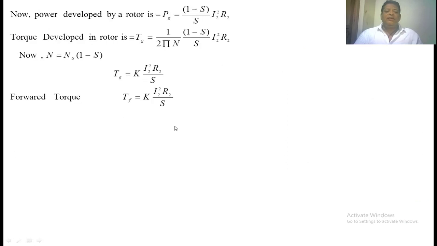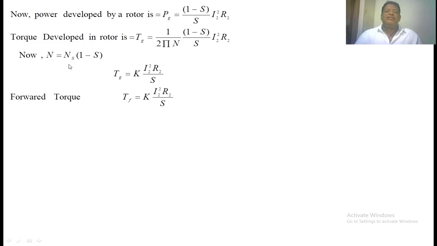Now we are going to see mathematically and graphically why the single phase induction motor is not a self-starting induction motor. Already we know that the power developed by the rotor is P equal to (1 minus S) by S into I2 square into R2. I2 square R2 by S gives the air gap power, and multiplied by (1 minus S) it gives the gross mechanical power developed in an induction motor. The torque developed in an induction motor is equal to this quantity divided by 2 pi N, where 2 pi N is nothing but the angular velocity of the rotor.